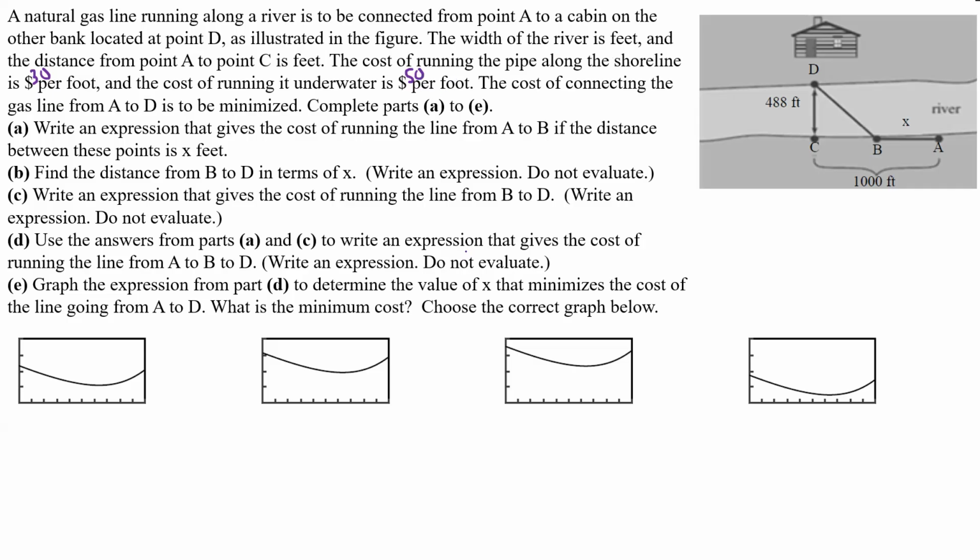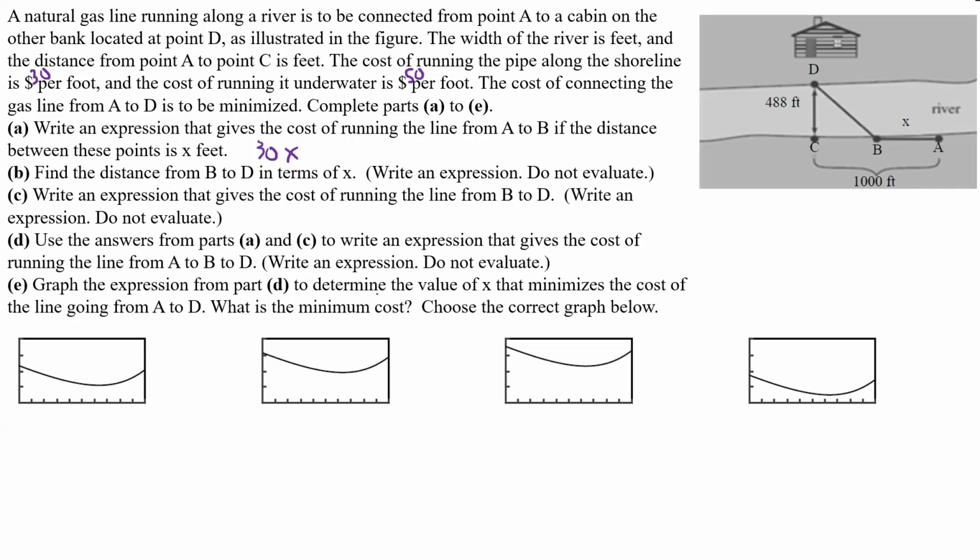And with that said, A is going to be what? Well, if we're just running from A to B, that's along the shoreline, that distance is x. We're just going to take the cost per foot, which we found up here is 30, so it's just going to be 30 times x. Okay. Now we're supposed to find the distance from B to D. How are we going to do that?